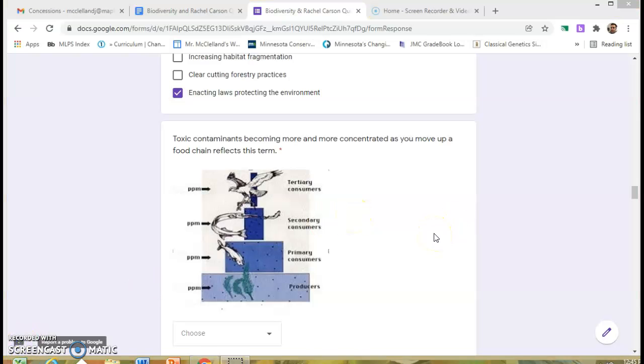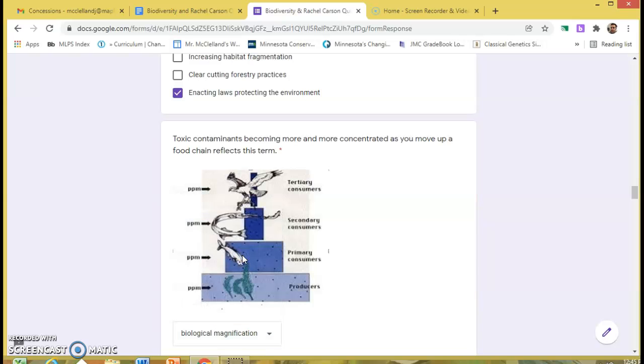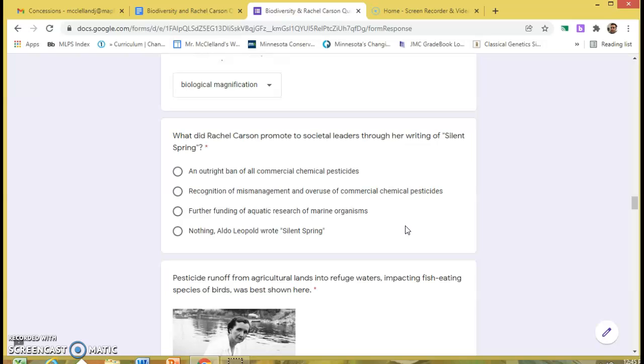Alright, looking at this diagram, we're seeing parts per million of these little dots getting more concentrated as you move up a food chain. And that was an example from your notes called biological magnification. What did Rachel Carson promote to societal leaders through her writing of Silent Spring?